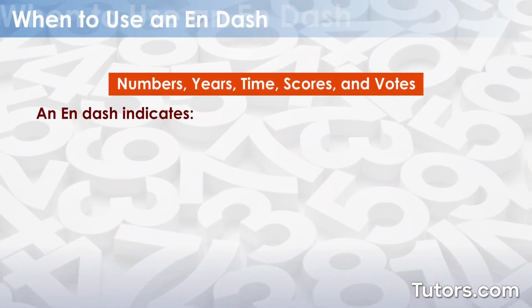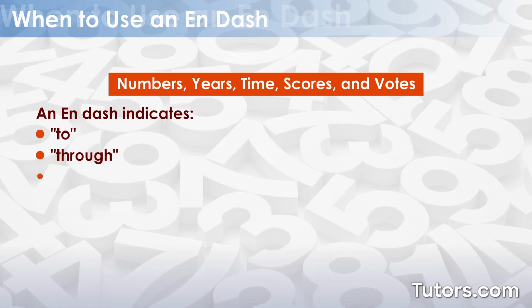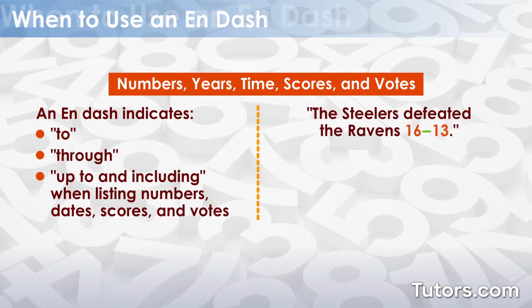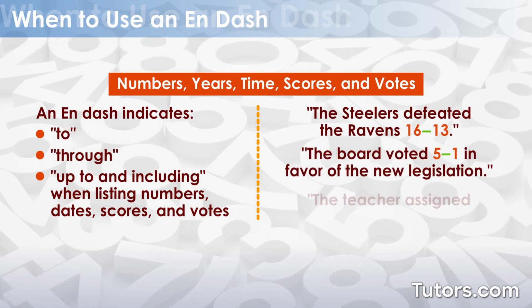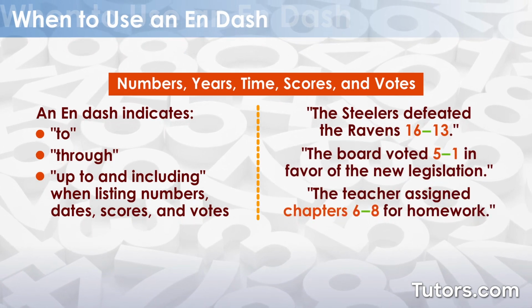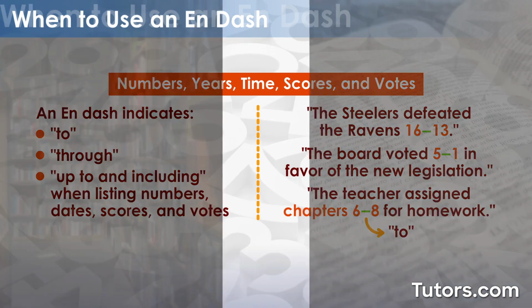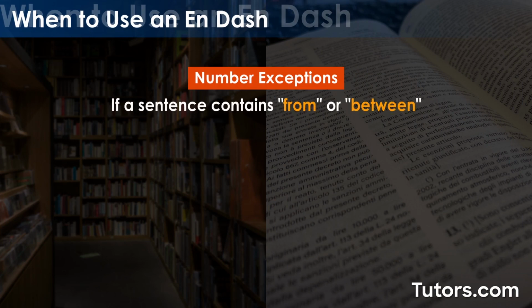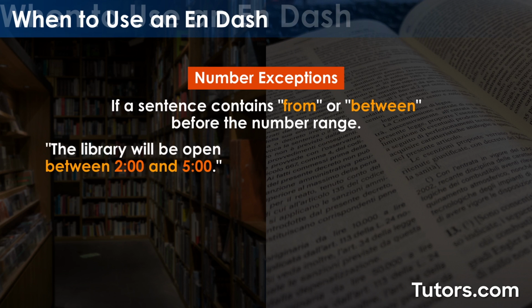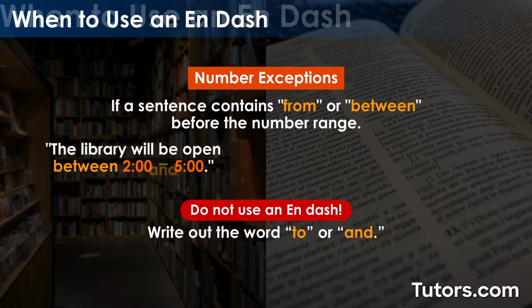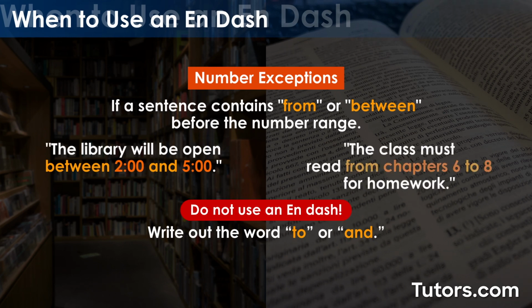An en dash indicates to, through, and up to and including when listing numbers, dates, scores, and votes. In this example, chapters 6 to 8, an en dash is used in place of the word to. One exception to this rule is if a sentence contains from or between before the number range. Then do not use an en dash and write out the word to or and. For example, from chapters 6 to 8.